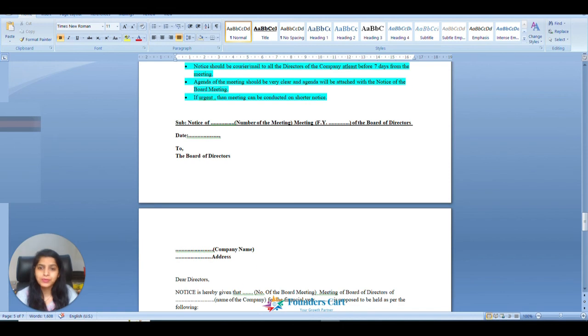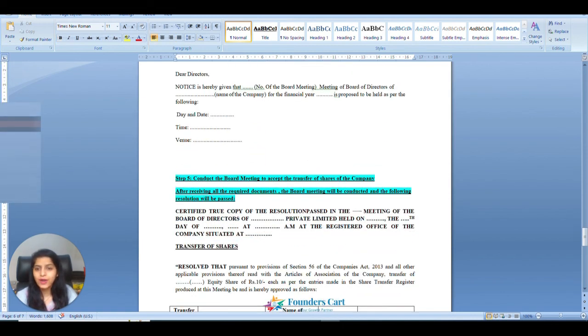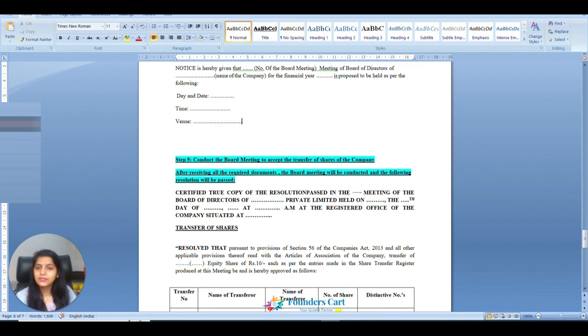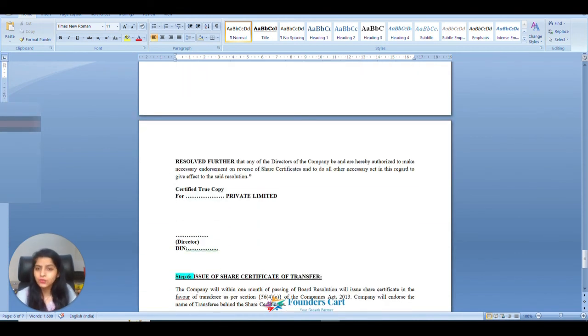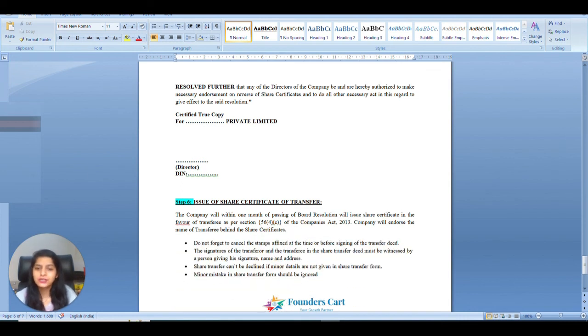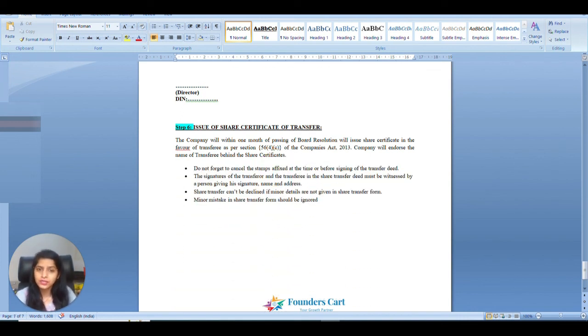In that case, you have to prepare the notice of the board meeting, and after that you have to conduct the board meeting. First, you have to check the quorum. If proper quorum is available, you can proceed with the resolution for share transfer. Here the board of directors has the power either to accept or refuse the share transfer. This is completely in the hands of the board of directors. If the board of directors accepts the share transfer, the company will issue a share certificate in the name of the transferee, mention the complete details of the share transfer, and give it to the transferee. So this is the complete process as per the Companies Act to transfer shares from one person to another in a private limited company.